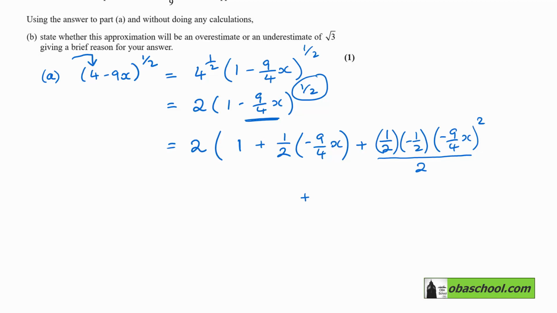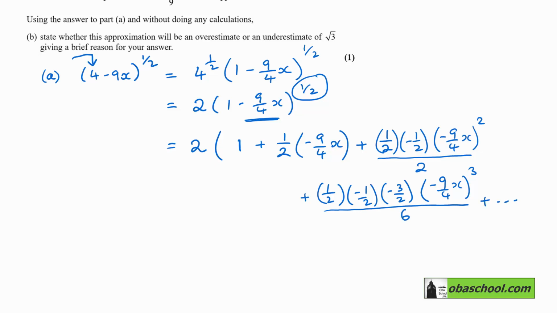Then the last term that we want is going to be n, n minus 1, n minus 2, which is take away another 1 from negative 1/2, negative 9 over 4x cubed divided by 3 factorial, which is 6. And this would continue, but we only want the first 4. So that's going to be 2, and then we're going to have 1. If we multiply this together here, we're going to get take away 9 over 8x.